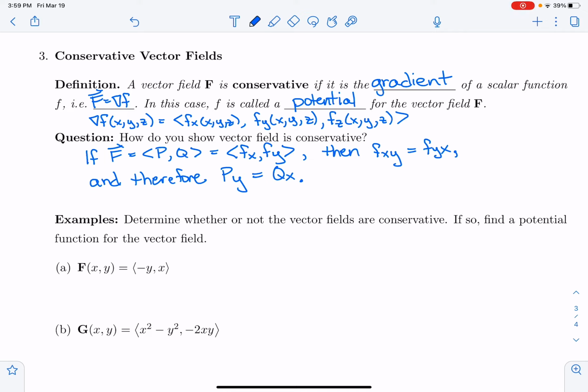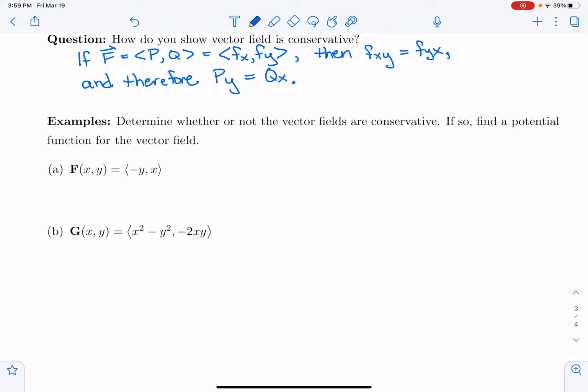So, for example, let's look at the vector field F of x, y is equal to negative y, x. So the function P is negative y and the function Q is x. Well, in this case, the derivative of P with respect to y is negative 1, and the derivative of Q with respect to x is 1, and those are not equal. So we don't have a conservative vector field.